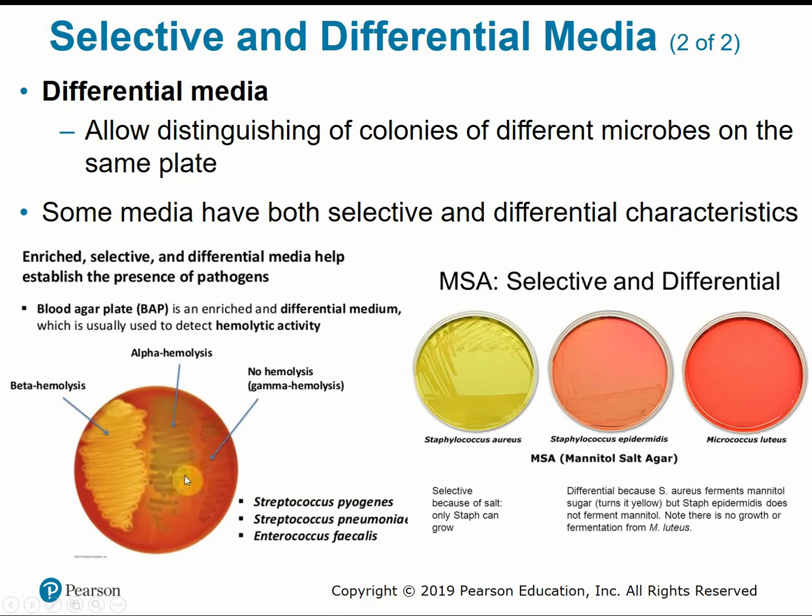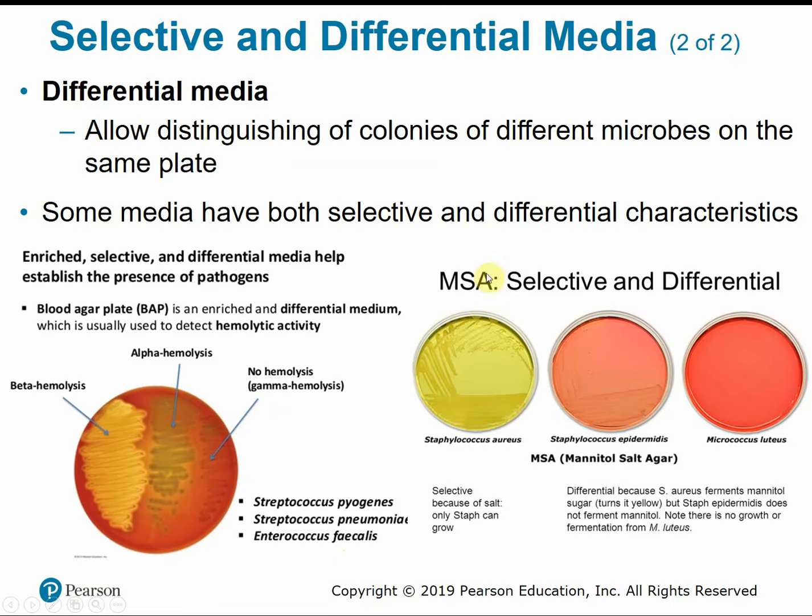So Streptococcus pyogenes can be identified by a beta hemolysis, so just a complete clearing of the blood cells. So it's rupturing the blood cells, right? So that's why we have this clear zone. Streptococcus pneumoniae is characterized with alpha hemolysis. So we have this kind of greenish color to the agar. Enterococcus faecalis has no hemolysis, so it has a gamma classification. Right? So it doesn't break down the blood cells. It's able to grow on them, but it doesn't break them down.